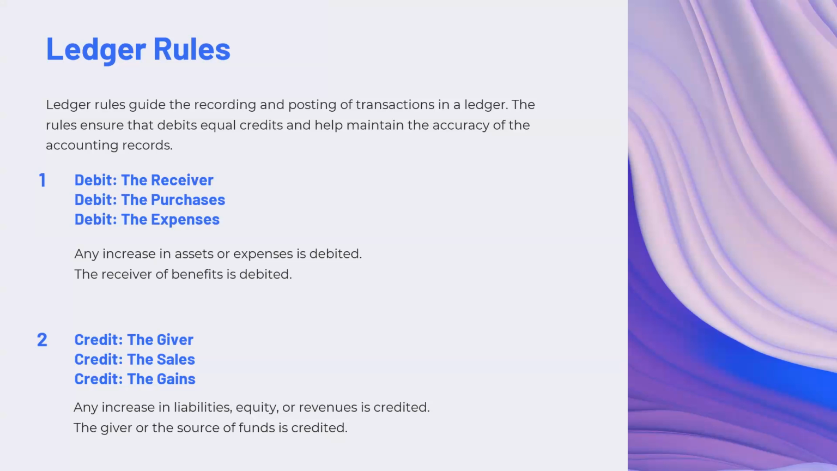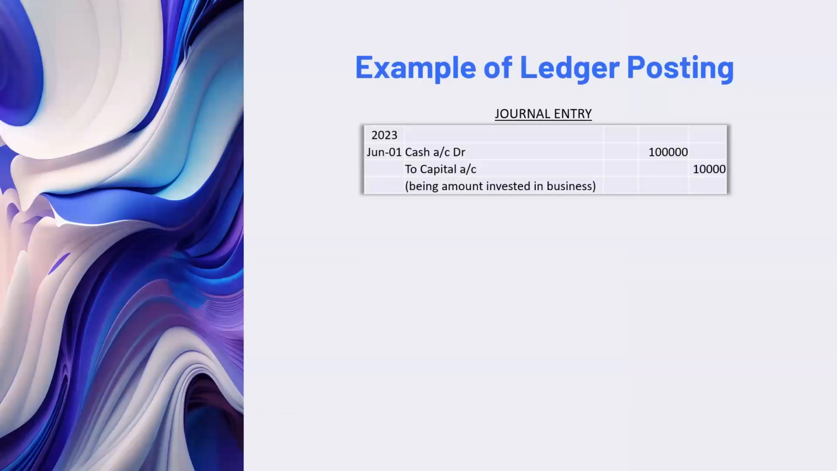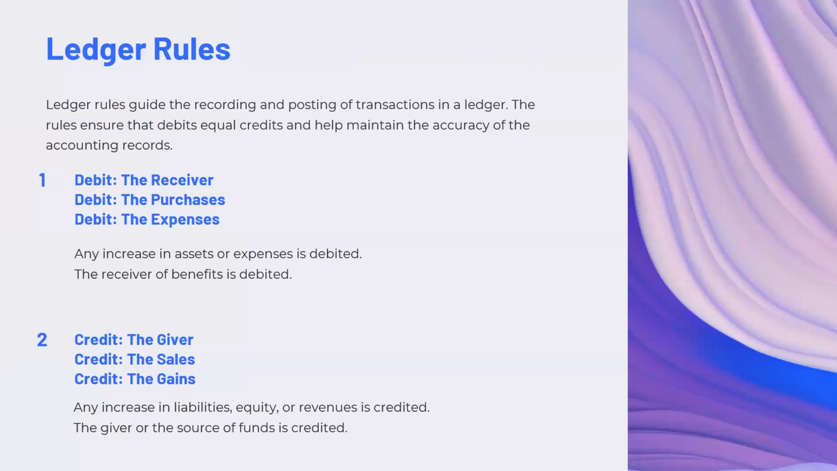And credit the giver, credit the sales. If there is a sale, that should be an income, so credit the gains. Any increase in liabilities, equity, or revenue is credited. So everything under liabilities, equity, and revenue comes under the credit column. The giver or the source of funds is credited. Again, whoever gives money or money value is considered credited. So these are the two ledger rules.